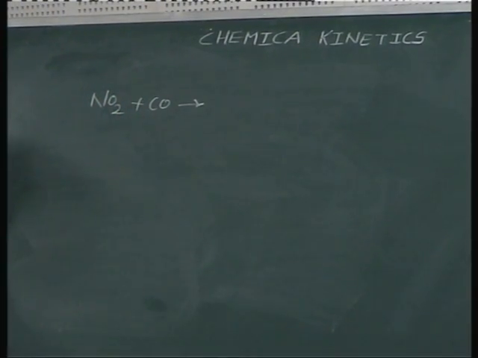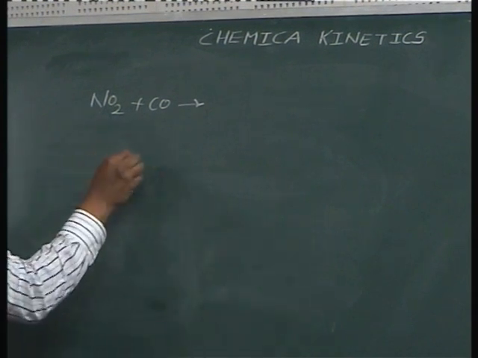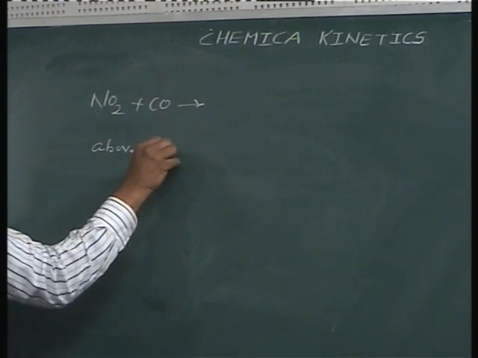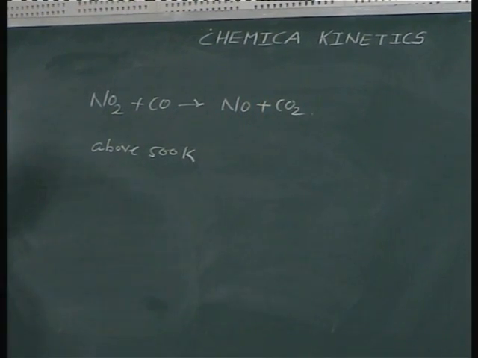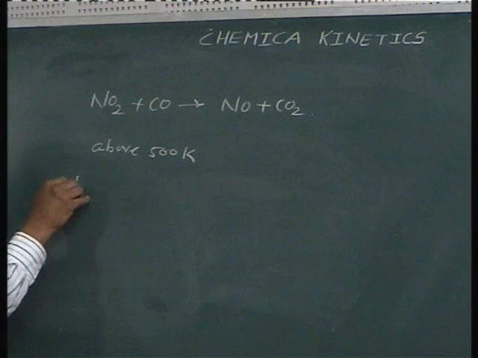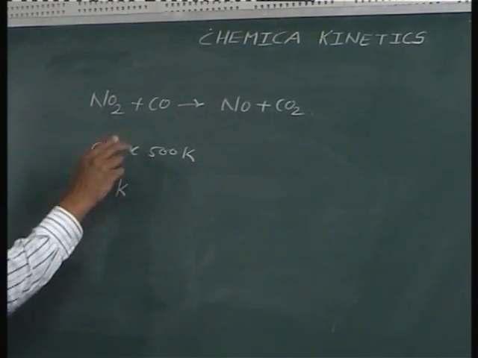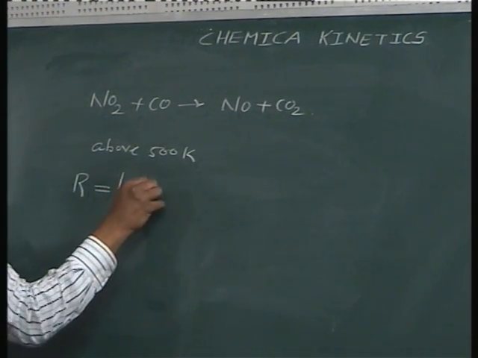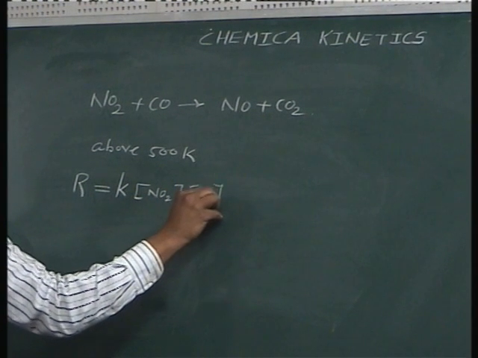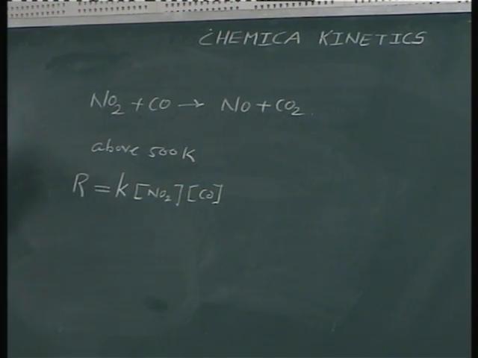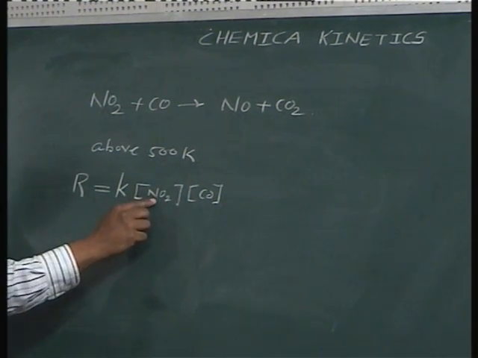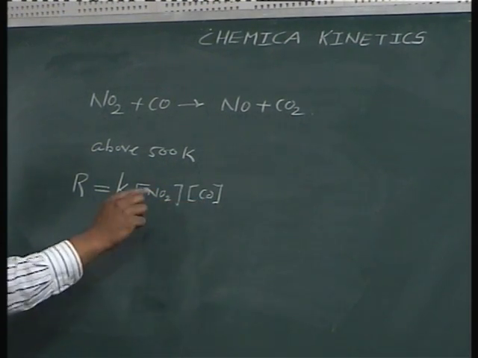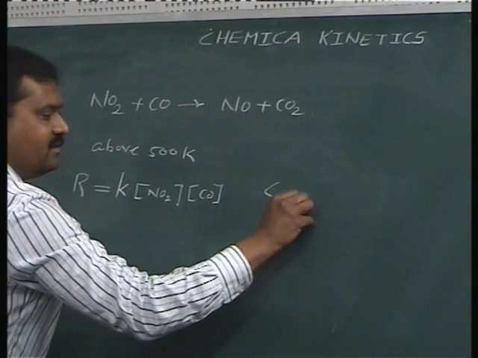It is known that when this reaction proceeds above 500 Kelvin to produce NO plus CO2, then experiment suggests that the experimental rate law depends on the concentration of both the reactants, that is NO2 as well as CO. It means that above 500 Kelvin, the rate of this reaction depends on the concentration of NO2 as well as CO. It is first order with respect to NO2 and first order with respect to CO. Overall, this reaction is second order.